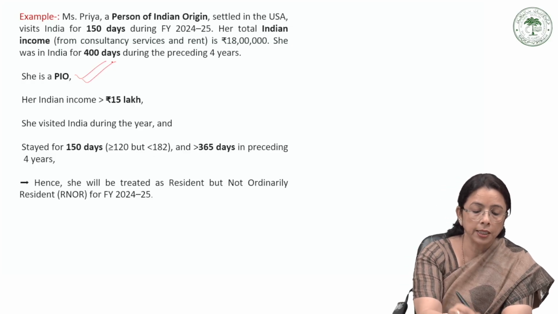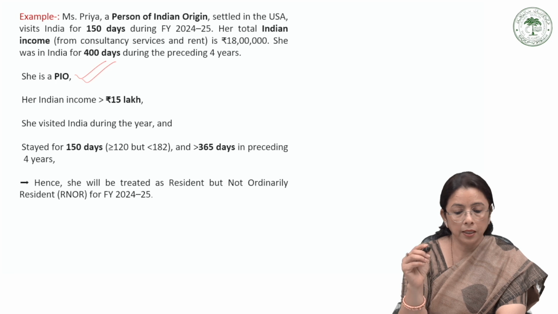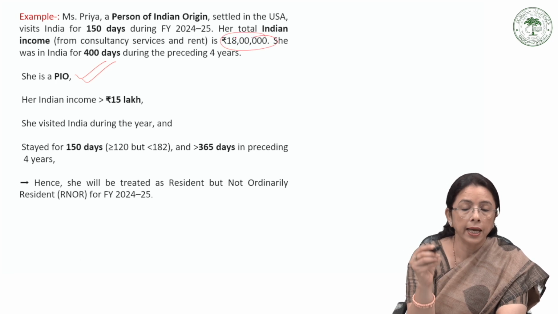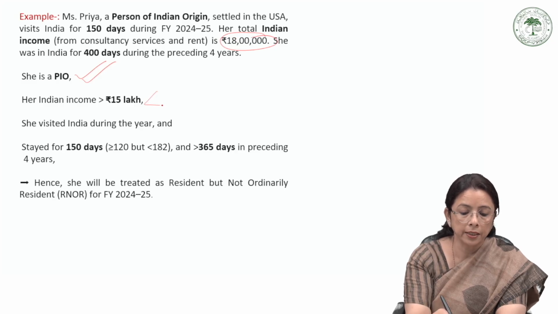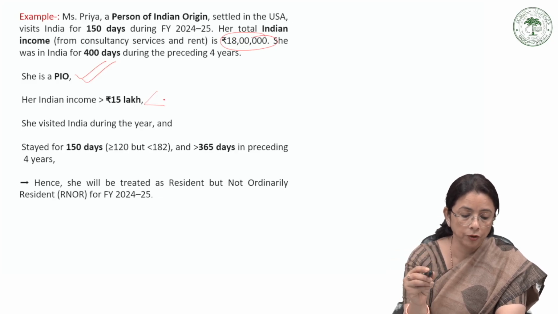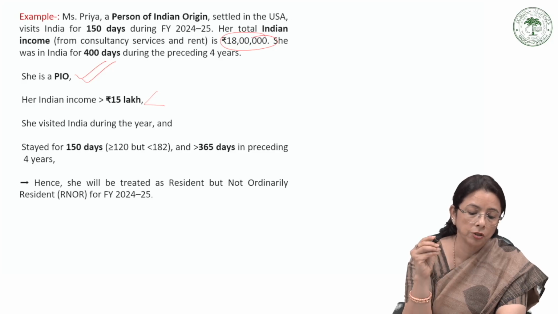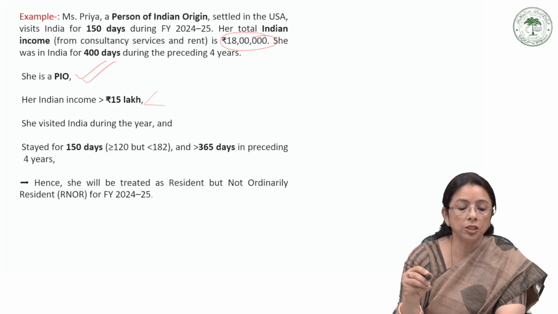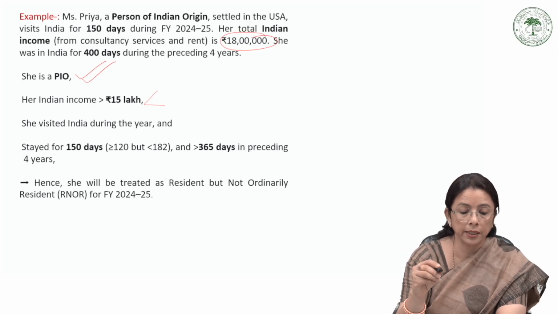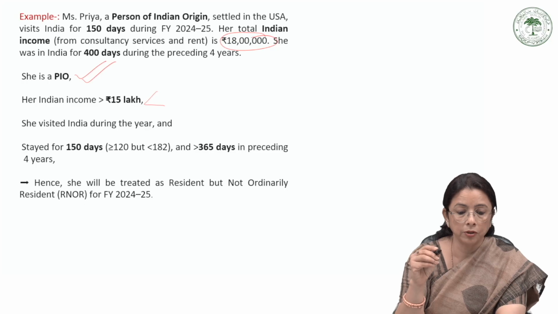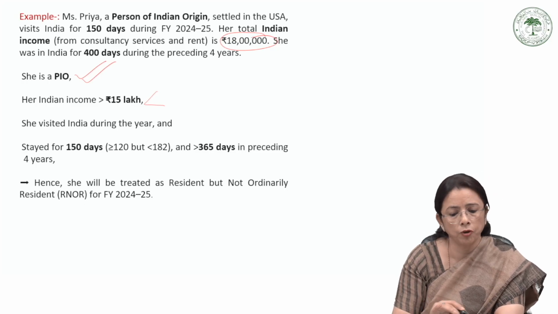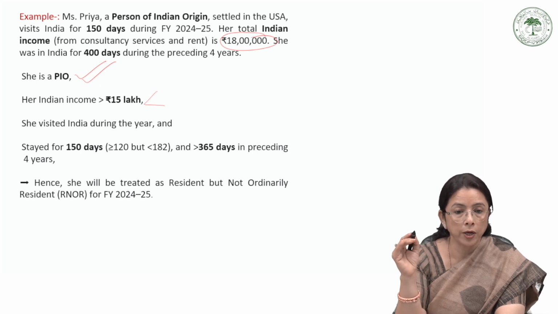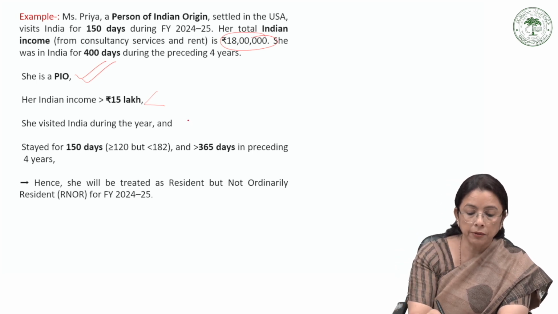So this point is clearly explained here. Then, is her income more than 15 lakh or not? Yes, it is 18 lakh in this case, which is greater than rupees 15 lakhs. So she fulfills the second condition also. Did she visit India during the year? She has to visit India for personal or any purpose, and the stay should be between 120 and 181 days. So yes, she visited India.